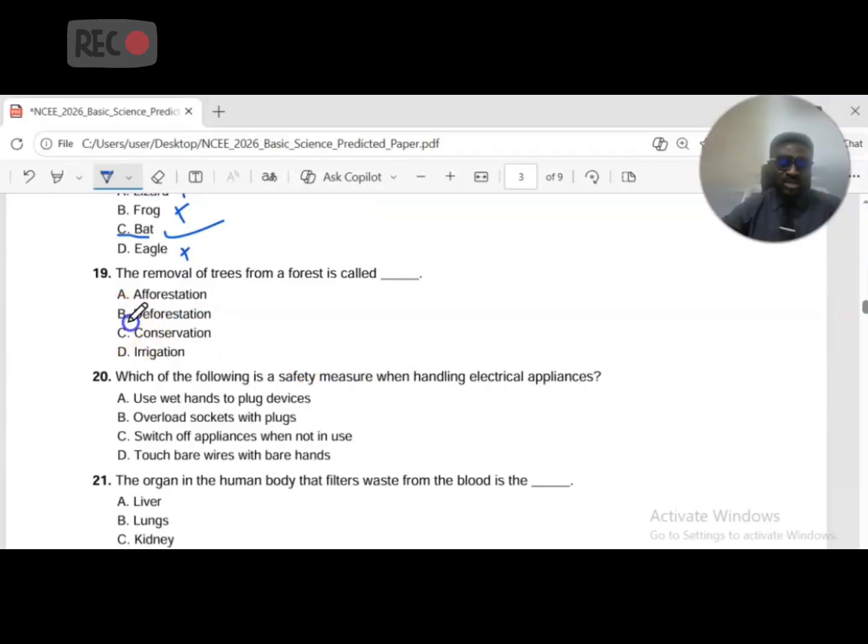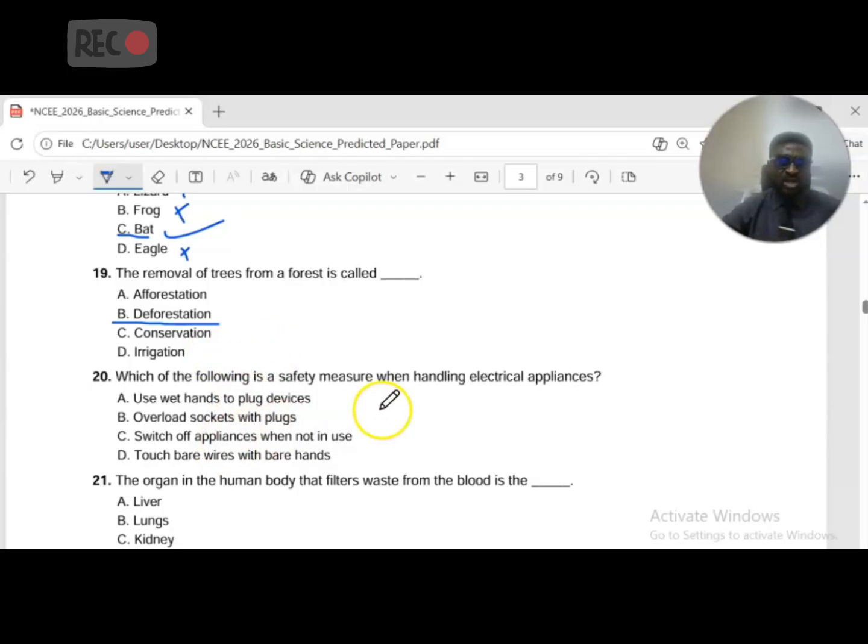19. The removal of trees from a forest is called dash. It's called B, deforestation. Afforestation is when you replant trees to replace cut down or fell down trees for either economic purposes or domestic purposes. Conservation is when you are preserving the environment from getting out of hand or being overused. While irrigation is when you are introducing water during dry season to water plants.